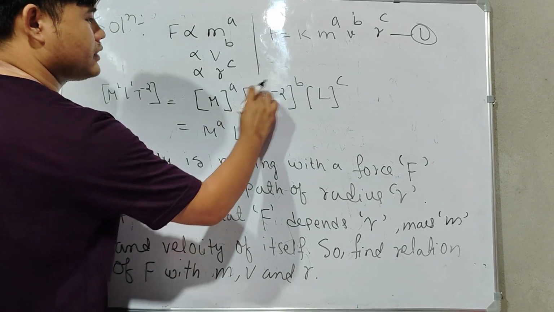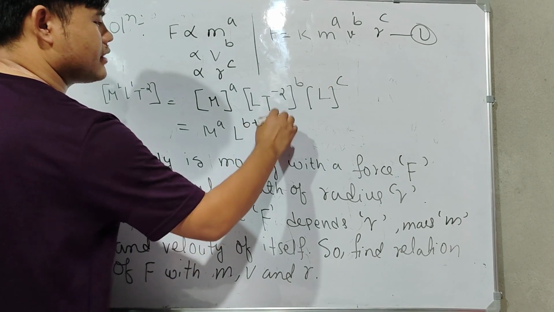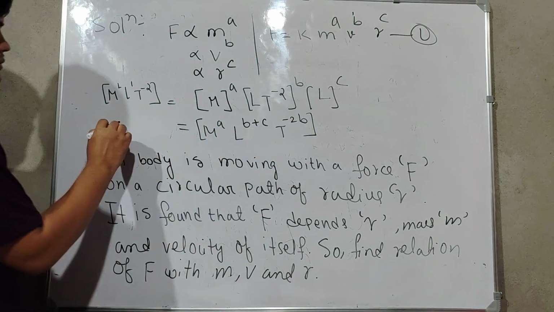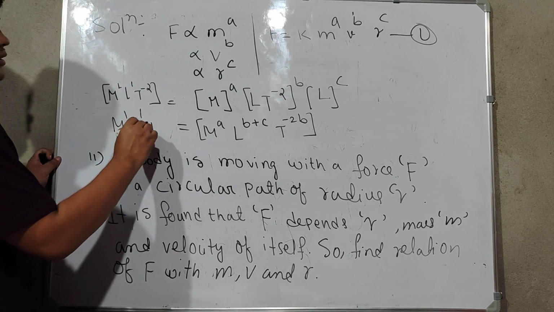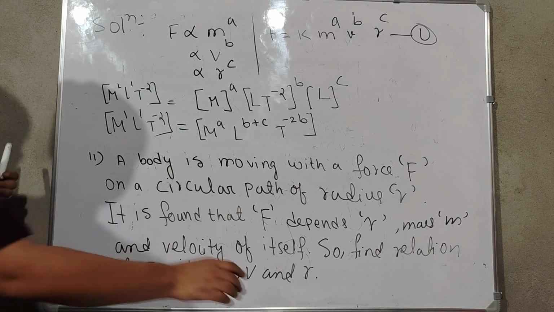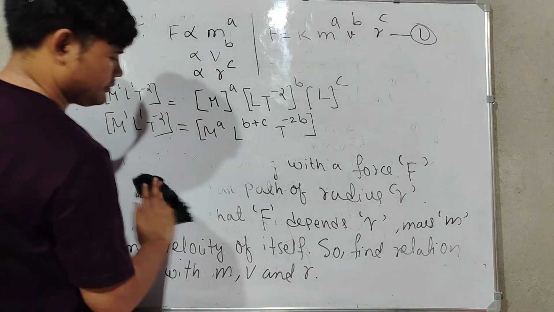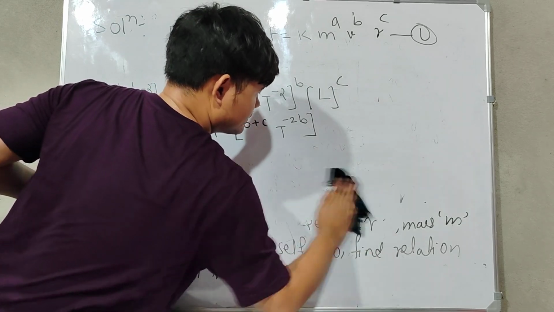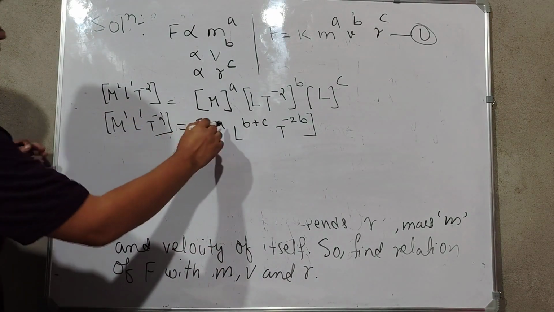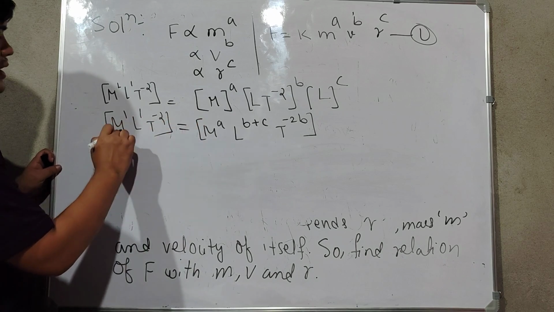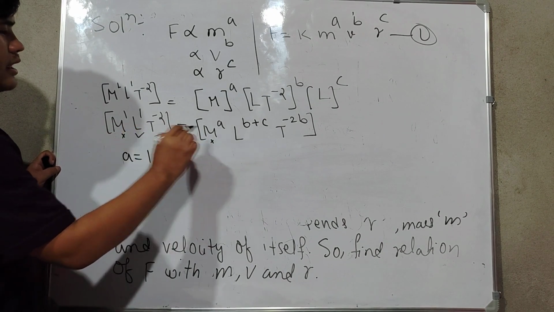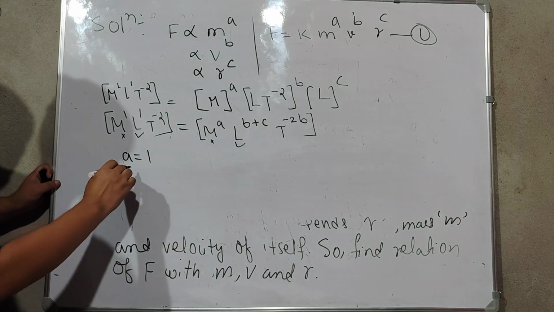L is 1 to the power b, and then one more is there. So it will be plus C, and then t to the power minus 2b. Yes, something very important is going on here. L1, t to the power minus 2. Now you compare it. After comparing, what will you get? So A, you compare it, so A equal to 1. L, you compare it, what will you get?